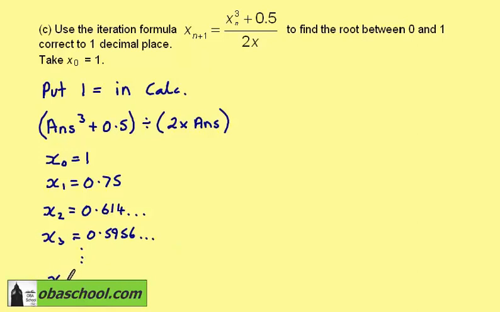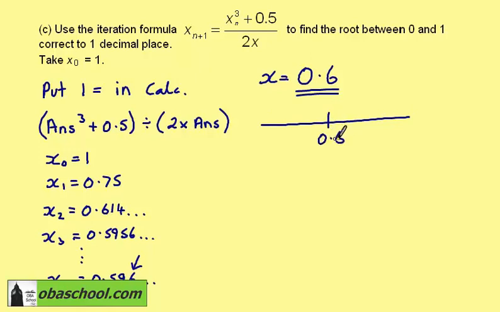If you continue with this sequence, x10 is 0.596 and so on, and these decimal places have not changed for a few calculations. This suggests that to one decimal place, our answer is 0.6. So to one decimal place our root is 0.6. But we need to check this, remember.